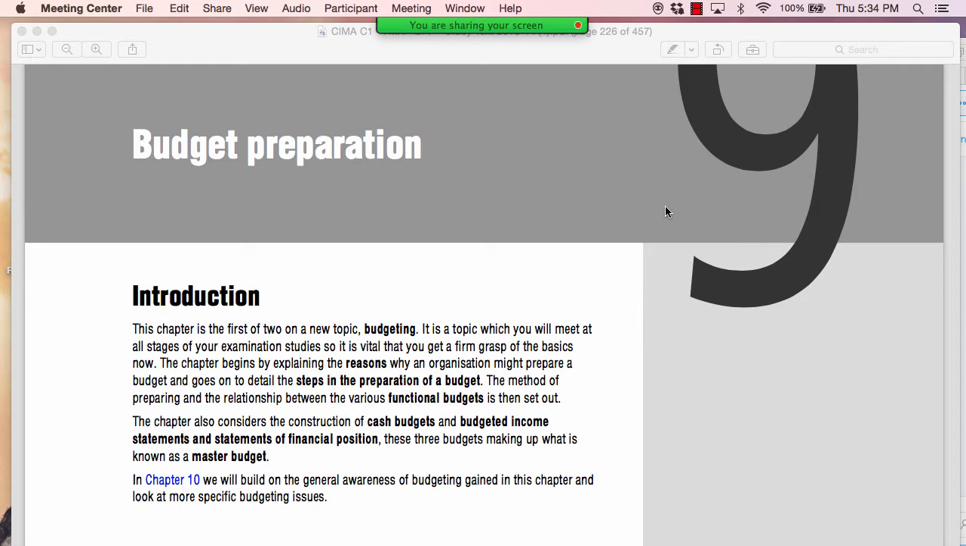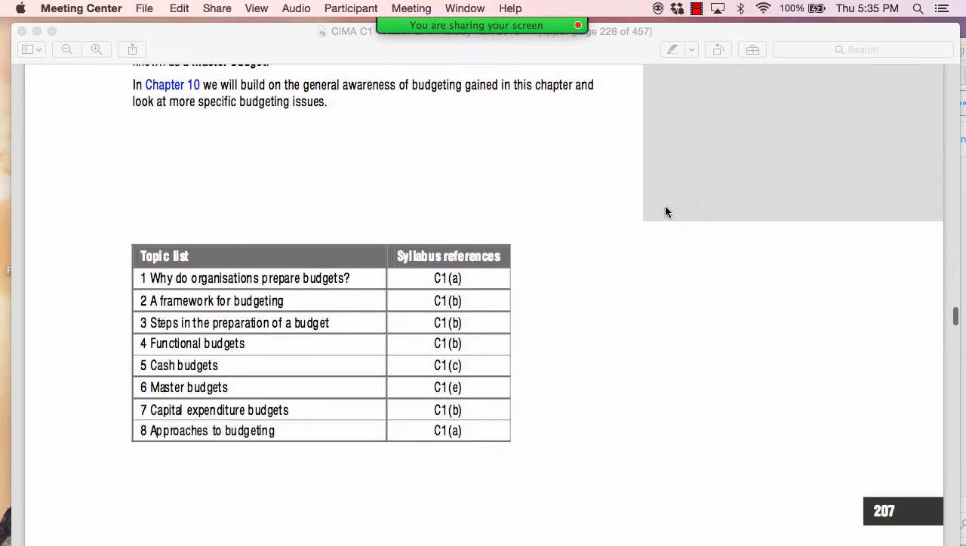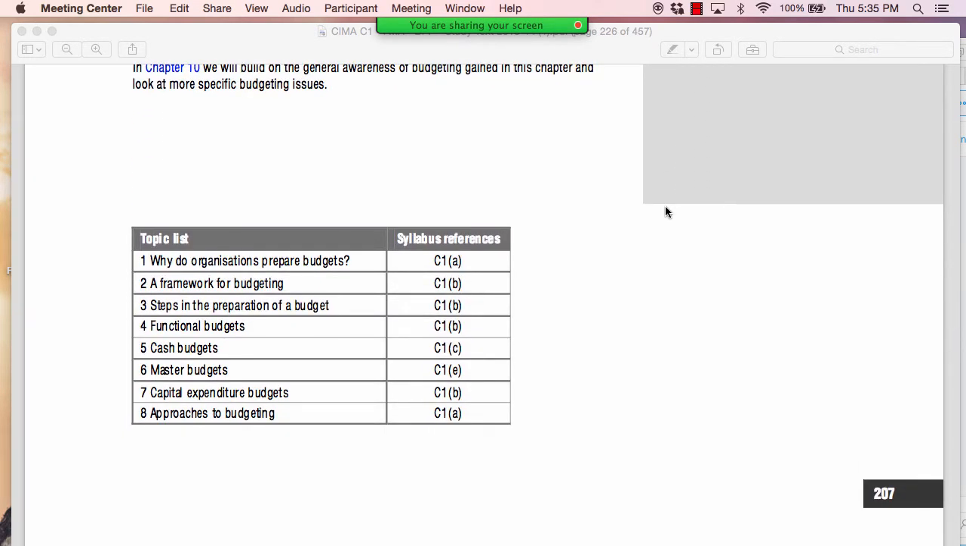And budgeting is generally very much linked to what is happening in the environment and where the organization wants to go. Okay? And we will be talking about why organizations prepare budgets, a framework for budgeting. That means there has to be a structure, some framework that will help us. What are the steps? What is a functional budget? What is a cash budget? What is a master budget? What is capital expenditure and approaches to budgeting?